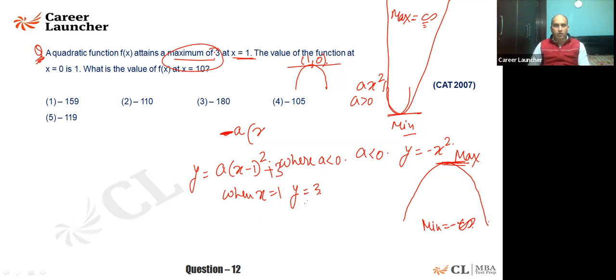I hope it is clear to all of you. So what is my equation coming out to be? The equation is a into (x minus 1) square, and at x equal to 1, the maximum value will come out to be 3.